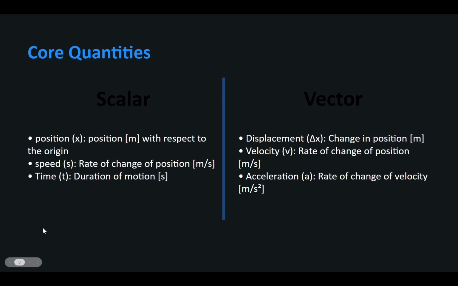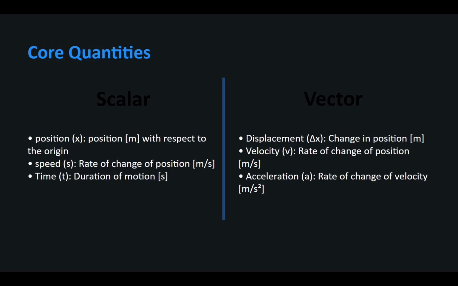So the main thing in kinematics is knowing the difference between what is scalar and what is vector. Scalar is something that only has magnitude but no direction, and a vector is something that has magnitude and direction. So a scalar example could be position, speed, or time. All of these things have magnitude, so 5 meters, 5 meters per second, 5 seconds, all of these have a magnitude. But if we go over to the vectors, we have displacement, velocity, and acceleration.